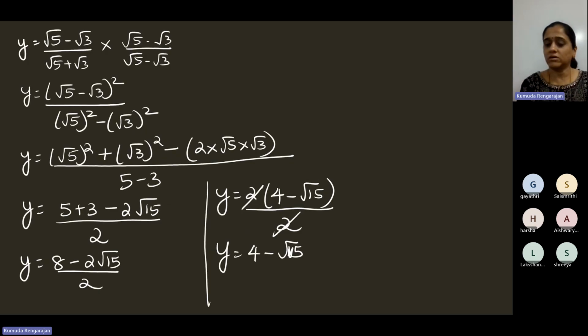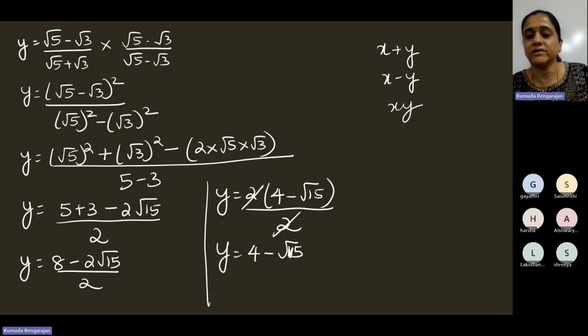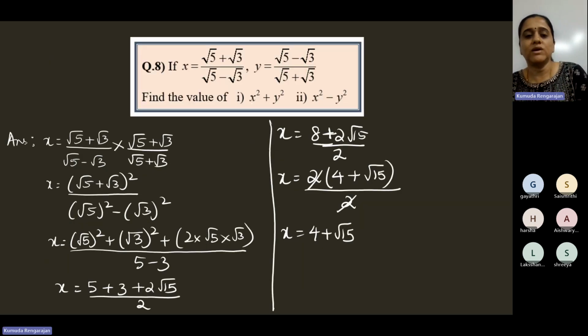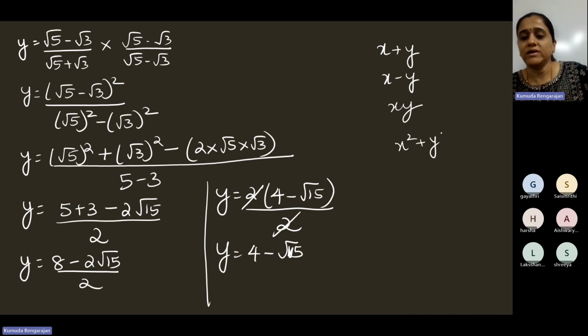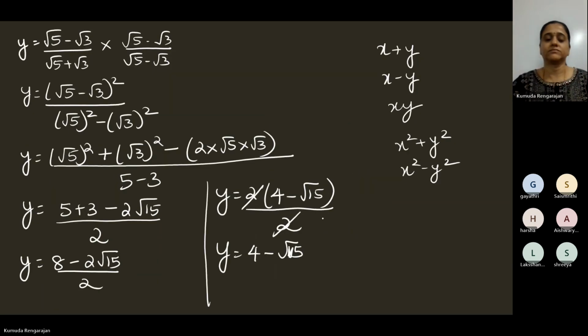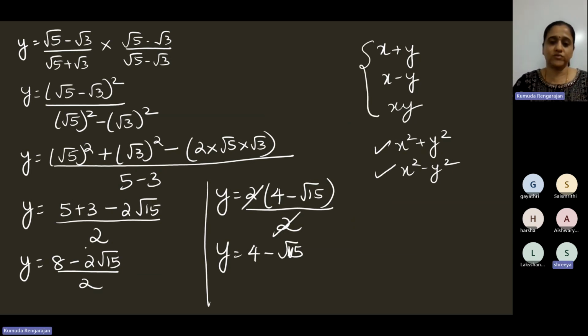If you want to go ahead, next you'll have to find x plus y, then x minus y, and then xy. Go on to find the value of x plus y, x minus y, and xy. And then we need to answer these questions. Find the value of x squared plus y squared and x squared minus y squared. To work these two, you need to get these values first.